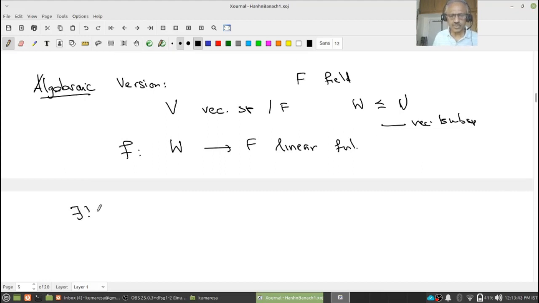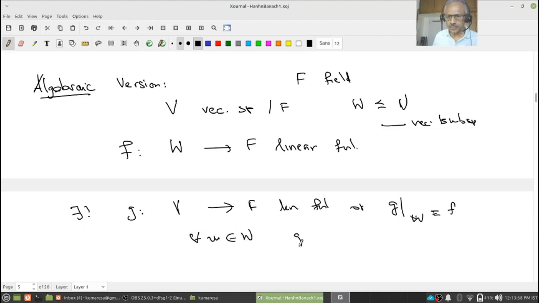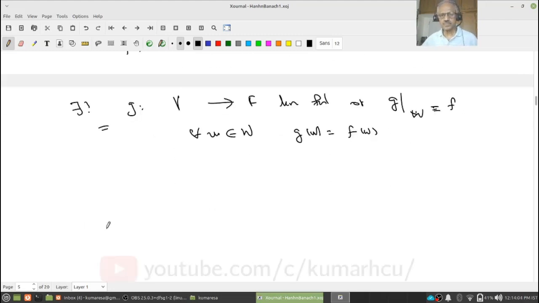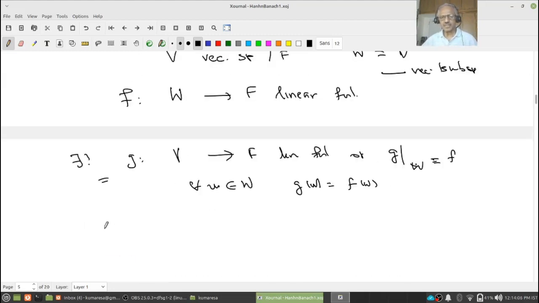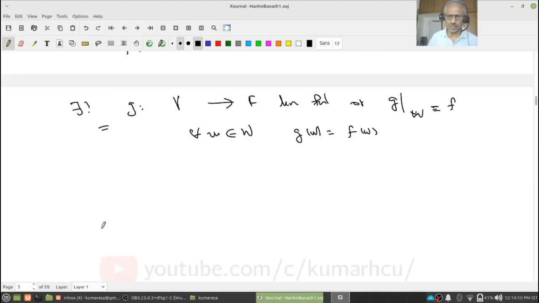Therefore, what is the question I want to ask? The question is whether there exists a g from V to F, which is a linear functional, so that when I restrict g to W, I get f. That is, for all w in W, g of w equals f of w. Does there exist such a g? Surprisingly, the answer to this is extremely simple. Just a one line answer, if you want.